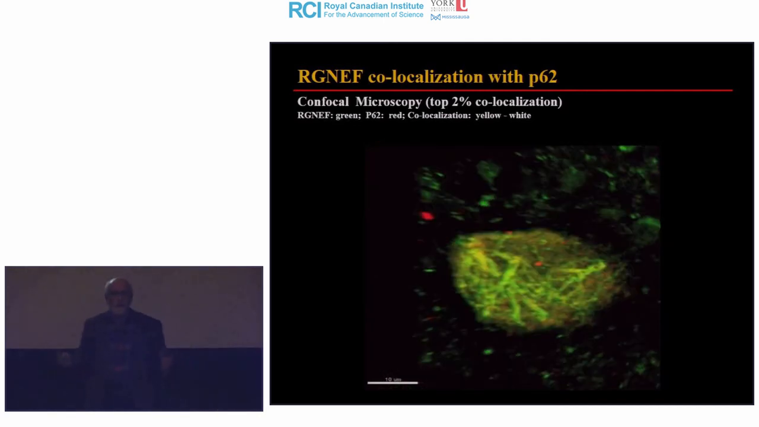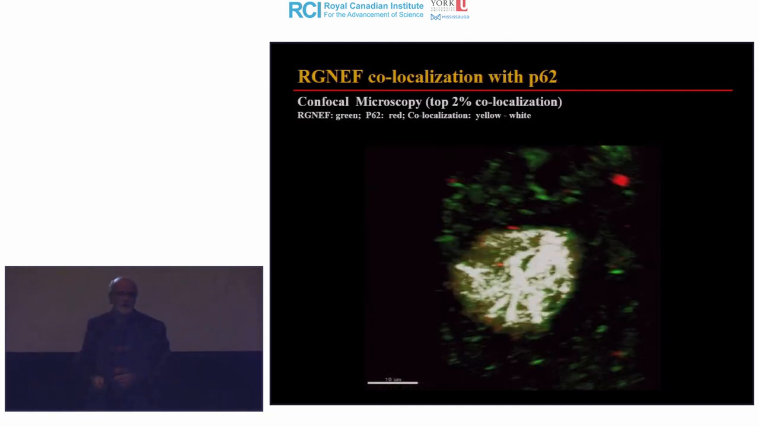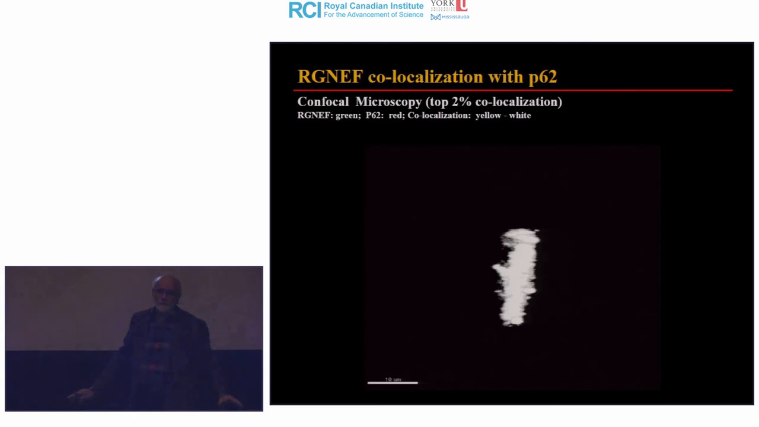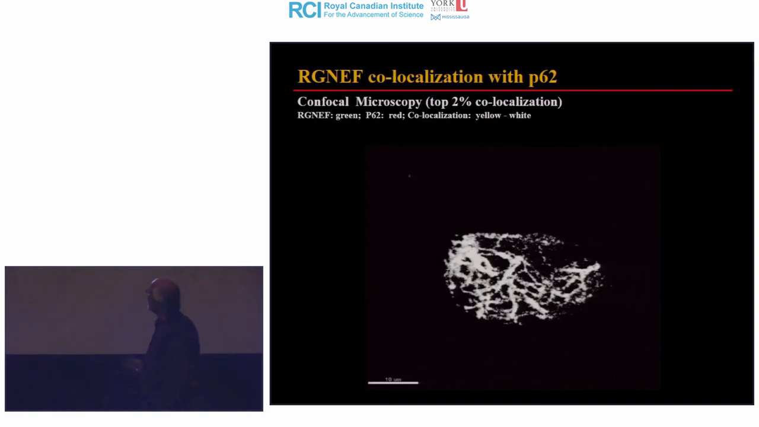So why don't we get rid of everything except where the top 2% of colocalization is and make it white? Right? Now it's still hard. Let's get rid of all the background. Okay? And that's what you're left with. This is the skeleton sitting within that motor neuron. Everywhere this is white means that those two proteins, the degradative protein and the RGNEF, are absolutely one beside the other. It's the top 2% of it within the cell.